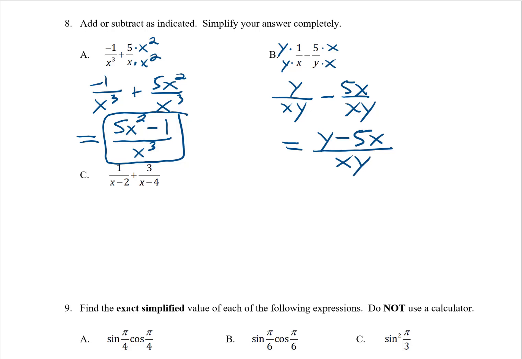The only way I could reduce is if y minus 5x was factorable, but it's not. I don't have a GCF. I have no way to factor that, which means those pieces aren't factors, and I cannot go any further.